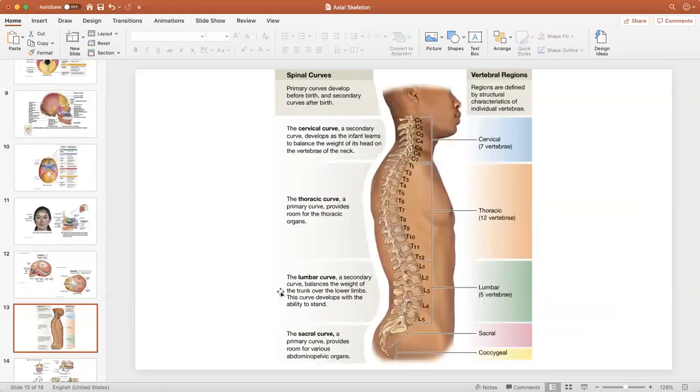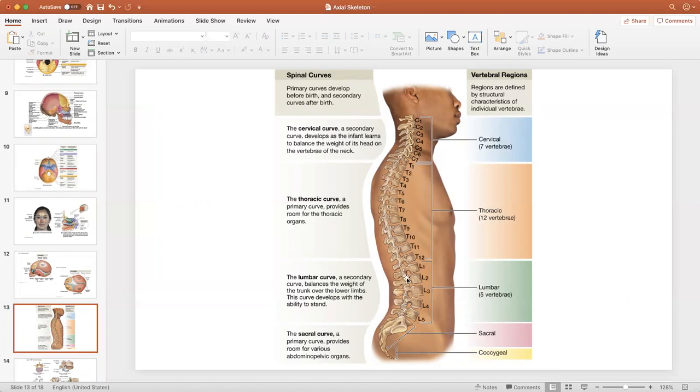All right, so let's talk about the vertebral column, the spine. We have seven cervical vertebrae, 12 thoracic, 5 lumbar, and then a sacral segment and a coccygeal segment. When we look at the spine, we see a bunch of front-to-back curves. A side-to-side curve is not something we're typically designed for. That's an abnormality.